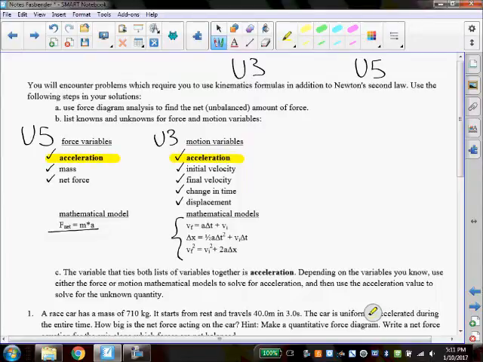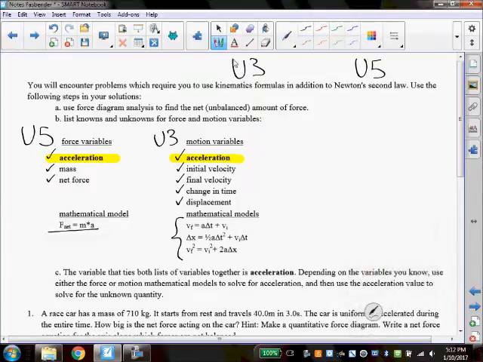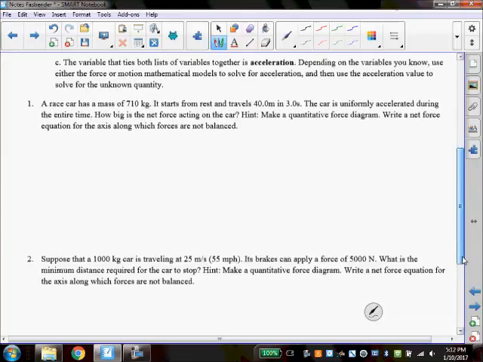We can be given maybe some information about the motion of an object and be asked a question about the net force on that object. Because acceleration is present both with motion and forces, we just need to solve for that acceleration in order to be able to solve the problem. So let's do an example.